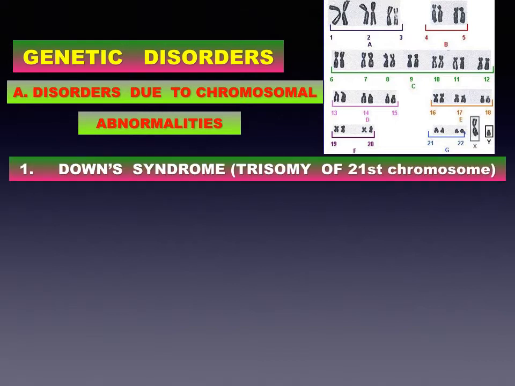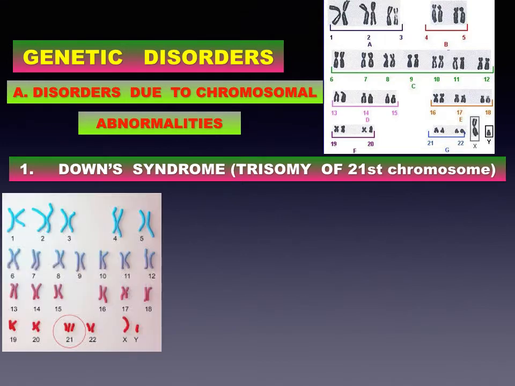The first disorder is called Down syndrome. Down syndrome is a disorder arising due to chromosomal abnormality. This is the first discovered and described chromosomal disorder in human beings. This disorder is characterized by the presence of 47 chromosomes, as you can see in the chart. It is described as trisomy of the 21st chromosome.